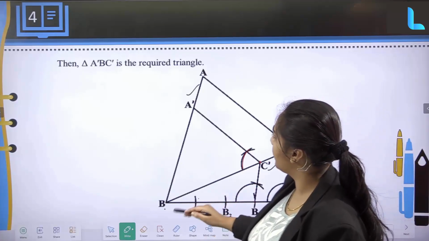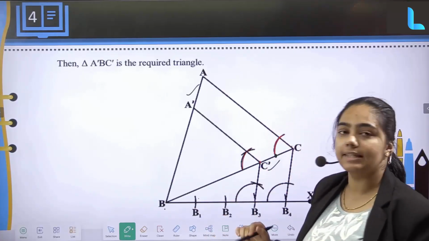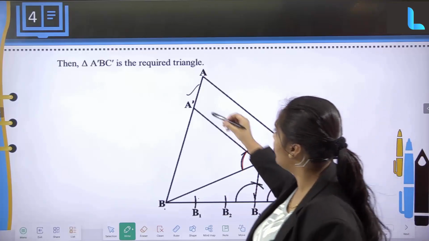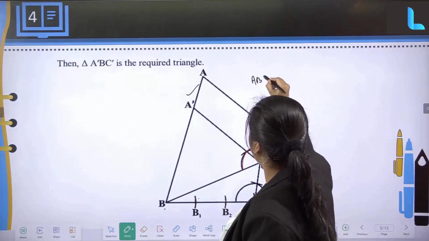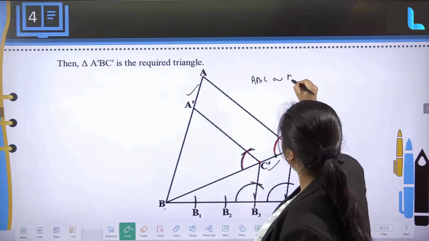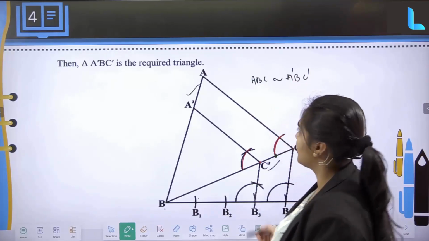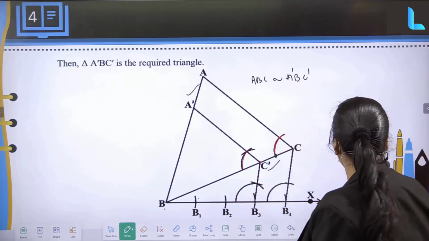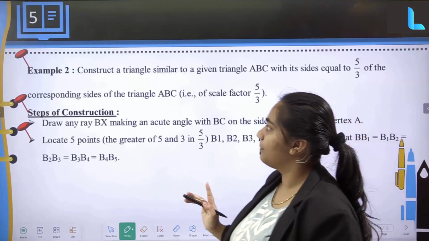So it is nothing but we are just trying to show that triangle ABC is similar to triangle A dash, B and C dash. This is what we will be showing over here. Right, that is what they would have said.